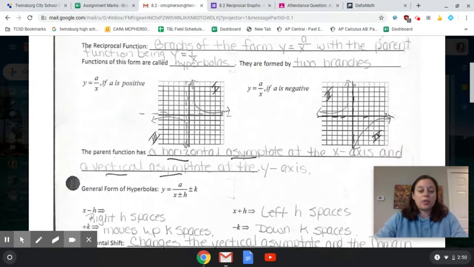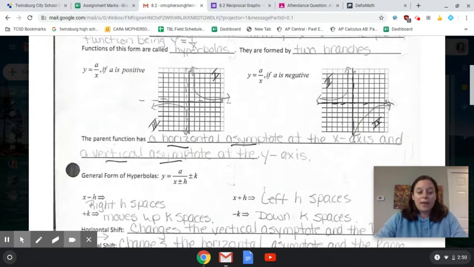Another thing that's important to know about these hyperbola graphs is they have two asymptotes. Asymptotes, we talked about them a little bit before with exponential functions. An asymptote is a line that a graph gets really close to but never touches. It kind of serves as a guide to how we draw graphs. So with these, we actually have two asymptotes.